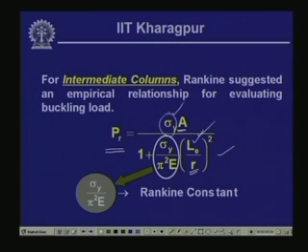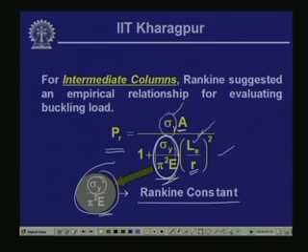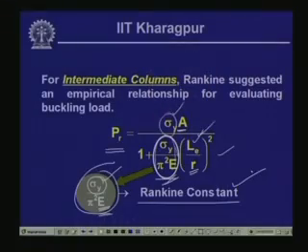Now, in this particular parameter, which is sigma y by pi square E, this is known as the Rankine's constant. As you can see from this expression, here we have a parameter sigma y, which is the yield stress of the material, and we have parameter E, which is the modulus of elasticity. So, basically Rankine's constant is dependent on the material properties, the modulus of elasticity and the yield stress of the material with which the column member is fabricated. So, this is what is known as the Rankine's constant.